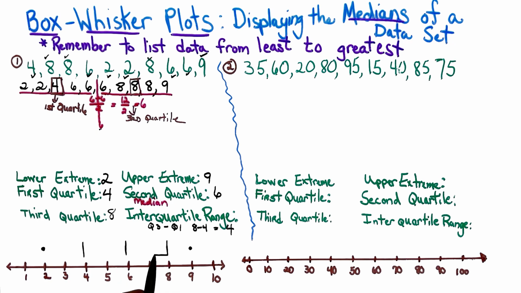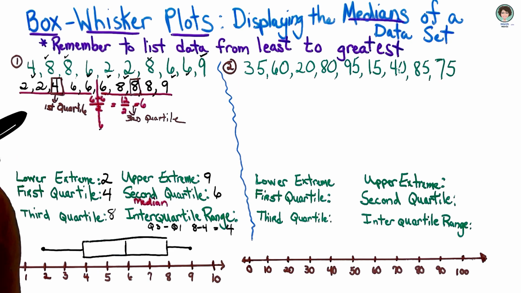And this is where you connect your quartiles, and you draw a line to your extremes. So to me, it kind of reminds me of a cat's mouth box. And here are my whiskers that go to my extremes. And that would be the graph that would display all of the information from these data points.